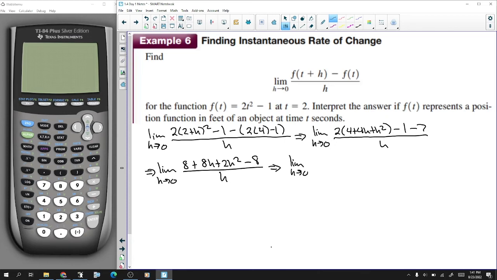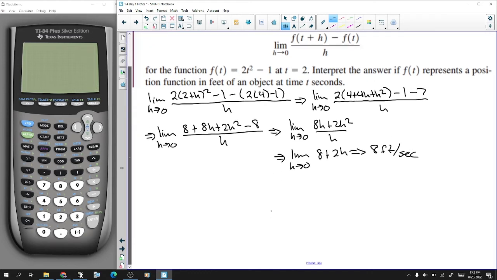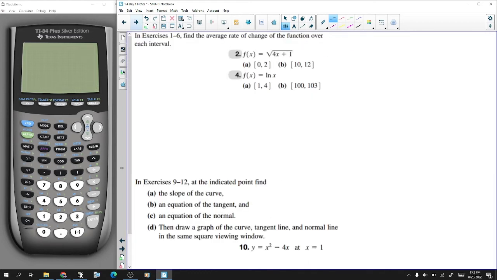Limit as h approaches 0 of 8h plus 2h squared over h. And that's limit as h approaches 0 of 8 plus 2h. Now when we plug in 0, we get 8 feet per second. And next slide is 1 through 6.